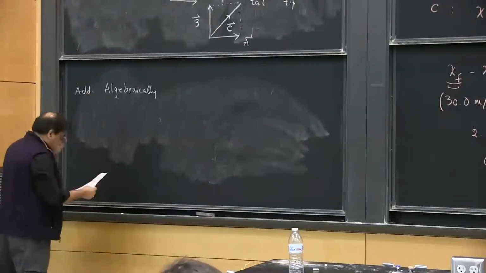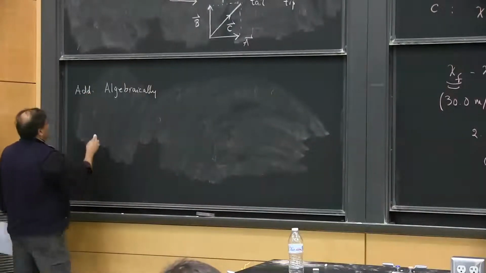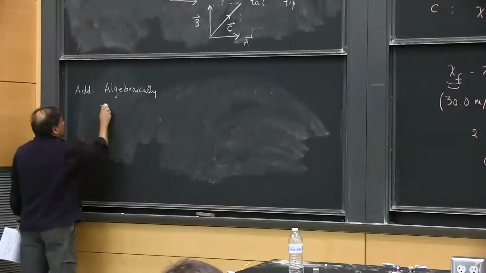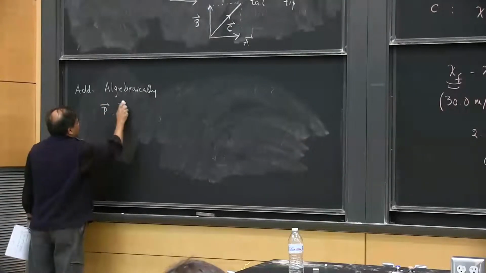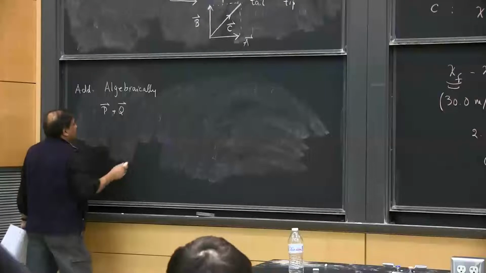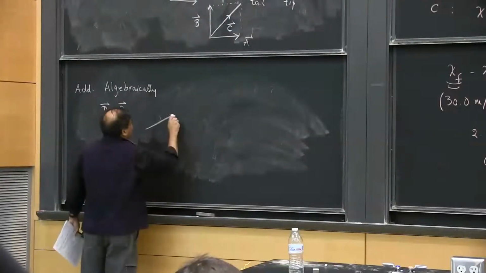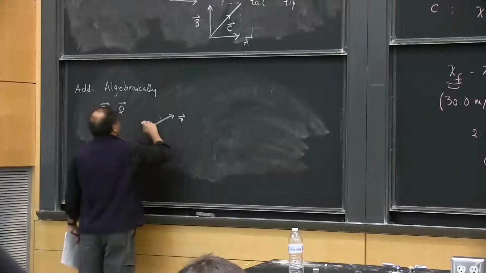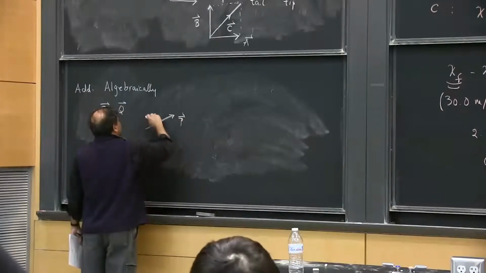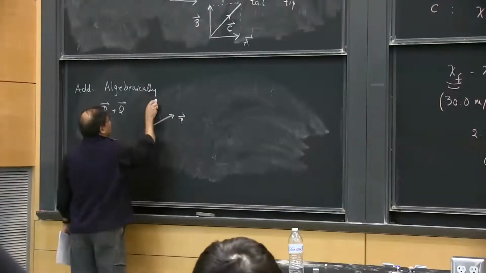The way you add them algebraically is actually quite simple. Suppose I take two vectors P and Q, and I want to add P plus Q, and let's say P is in that direction, and Q is in some other direction like this. Now, well, that's too much. Maybe like that.